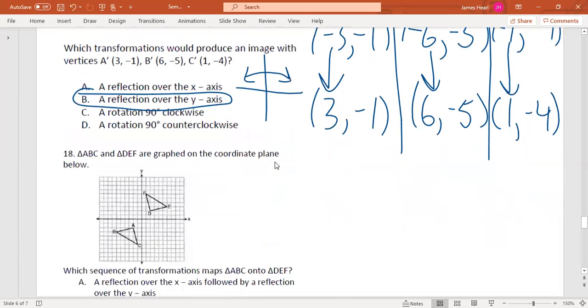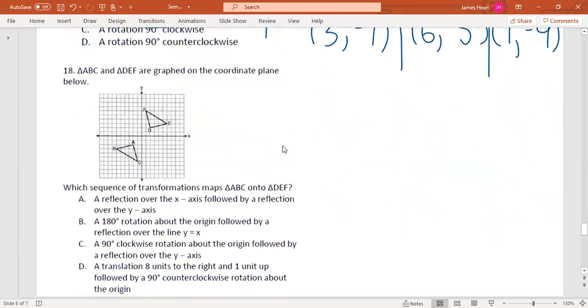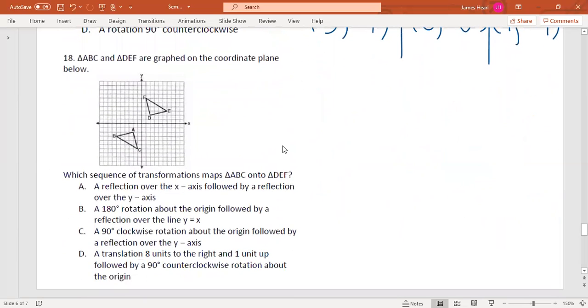For 18, we're given the same 2 pictures, just like we were in a previous question, and asked which of these transformations would actually create this. Easiest way to do multiple choice questions is to test them. So we'll just start with A and check them. If we took a reflection over the x-axis and then a reflection over the y-axis.